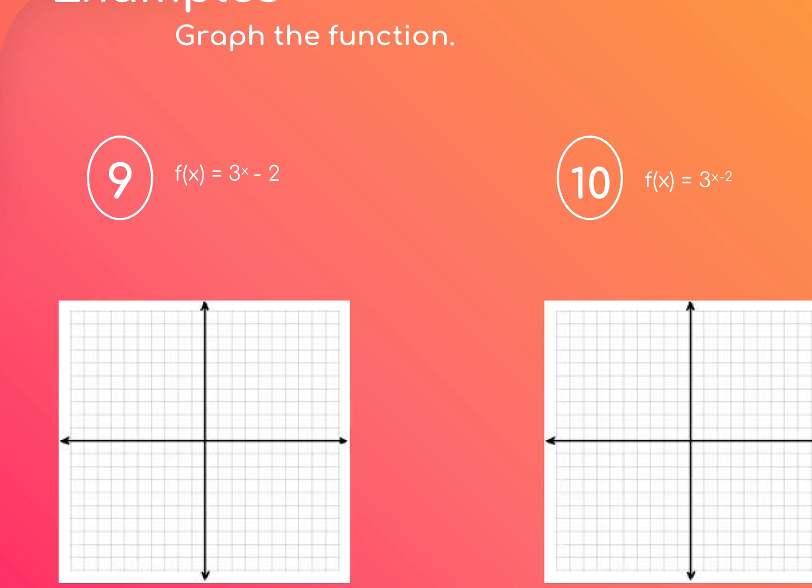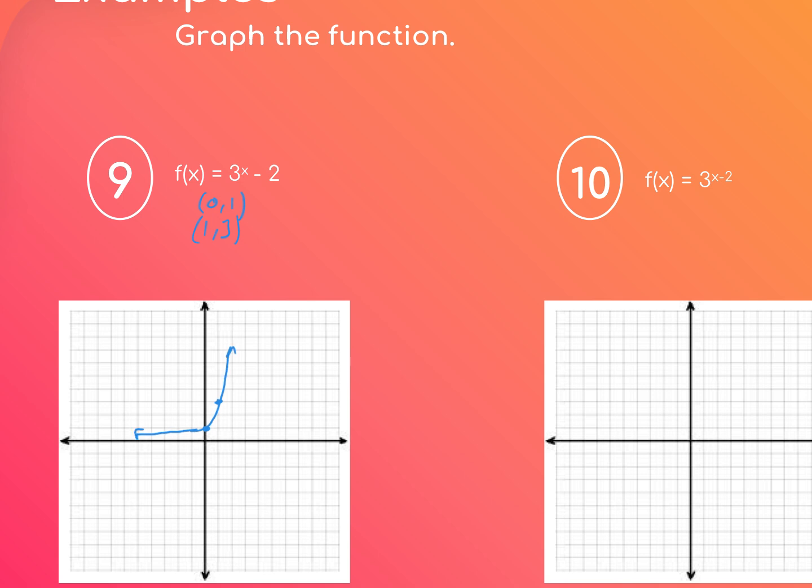3 to the x is something that we've done already. We already know that 3 to the x had a point right here at 0, 1, and 1, 3, right? We've done that before. So this is what we originally had. I'll draw it in blue. We originally had something that looked like this.